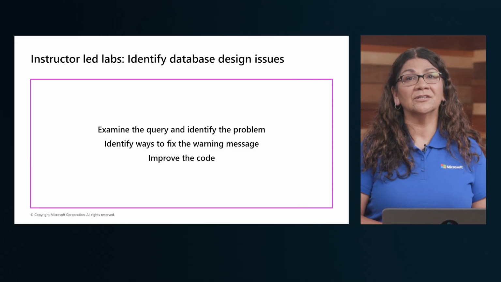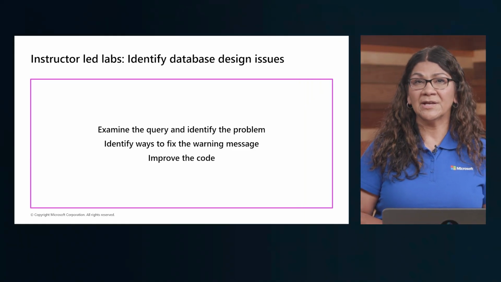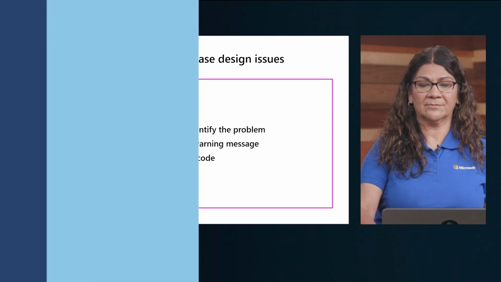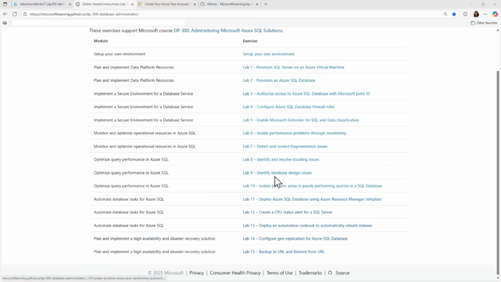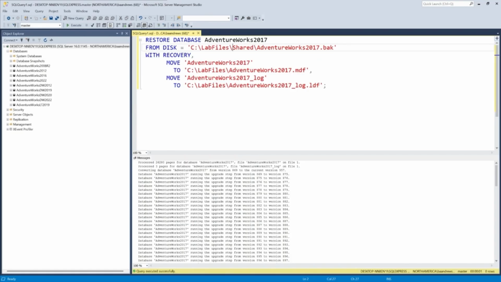Now it's time to take a look at how to identify database design issues. Now let's take a look at lab number 9, identify database design issues. And we're going to start like we've started a number of our labs, and that is by restoring the AdventureWorks 2017 sample database there. And so this should get us started.